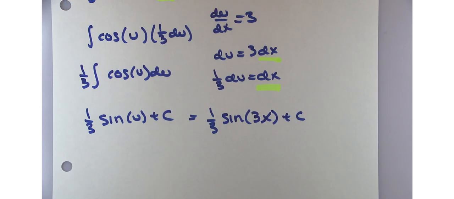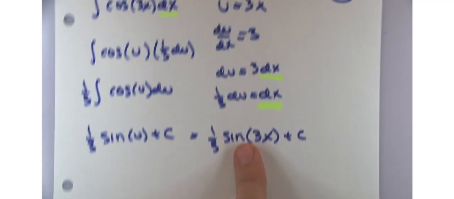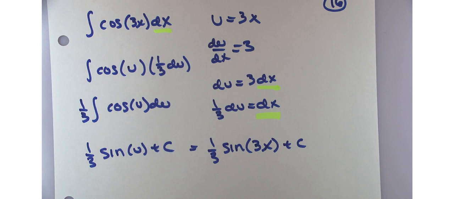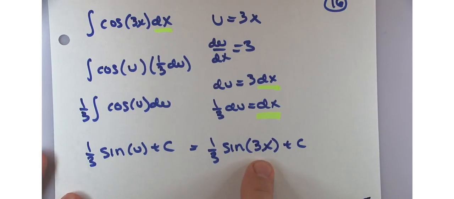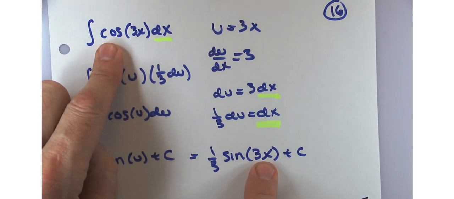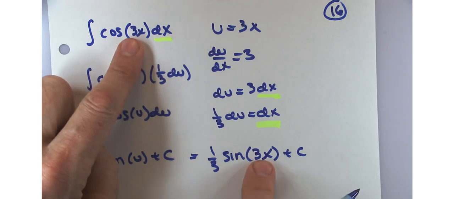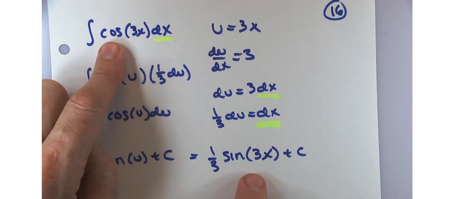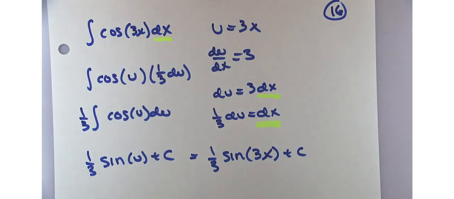Nice. Abby, how could I check that if I wanted to? If I was like, I'm not really so sure. I want to check my answer here. What could I do? Yeah, differentiate this. Derivative of sine, that's the outside function. Derivative of sine is cosine of the inside, so that's good. Times the derivative of the inside. What's the derivative of the inside? Derivative of the inside is 3. 3 times 1/3 is going to cancel, leaving me with cosine of 3x. Derivative of constant is 0. So, looking good.